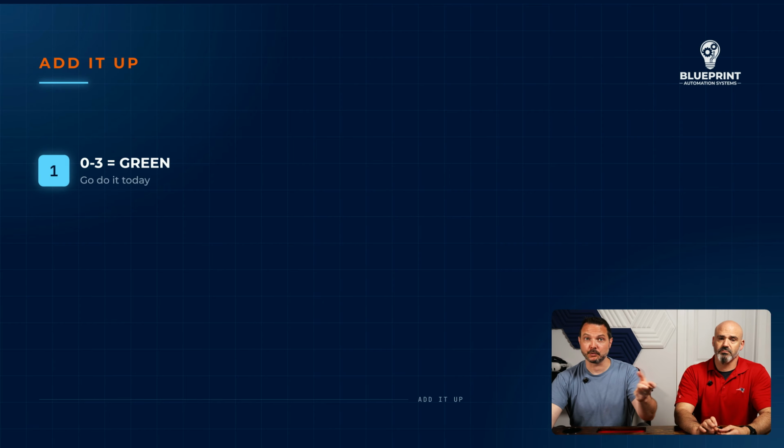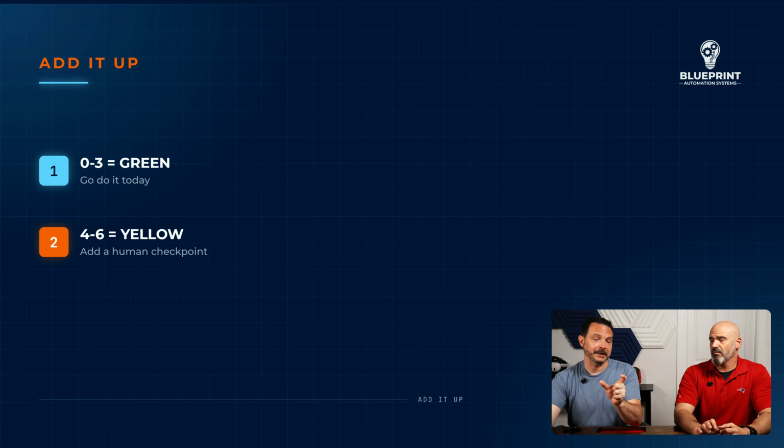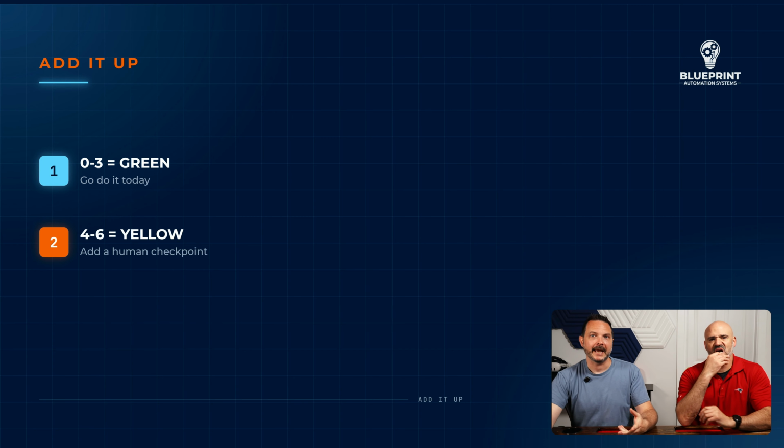Once you've done the questions and you've written down the numbers for each of those things, add it all up. 0 to 3 is green or low risk, which means go do it today. Don't hold a meeting about it. Don't build a plan. Just try it and see what happens. 4 to 6 is that yellow range or medium risk. You can do this, and you probably need a human checkpoint somewhere in it, and you need to have decided in advance what you're checking and what you're not checking.